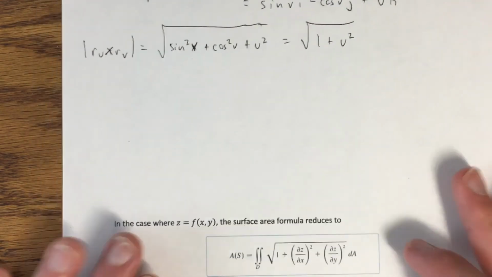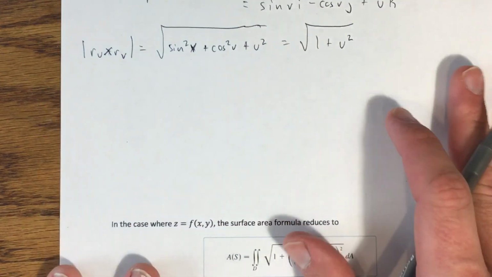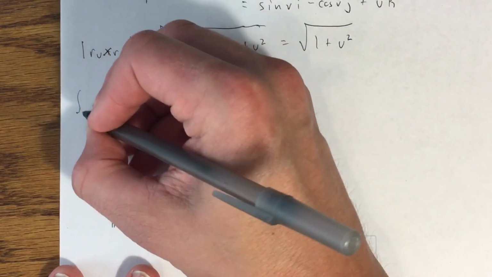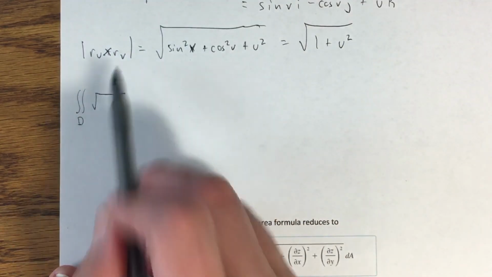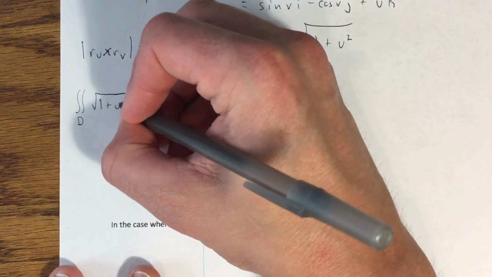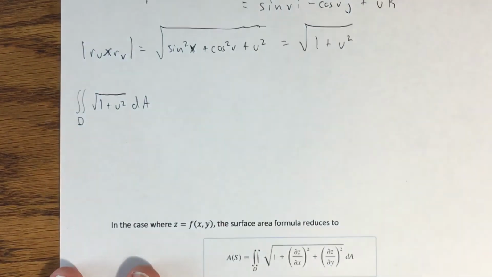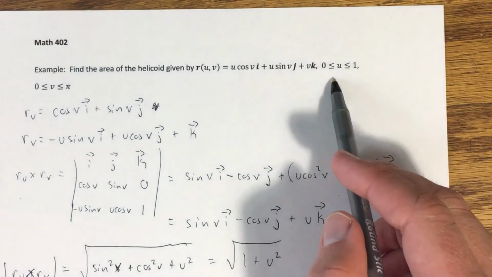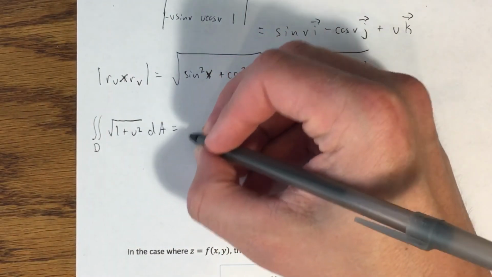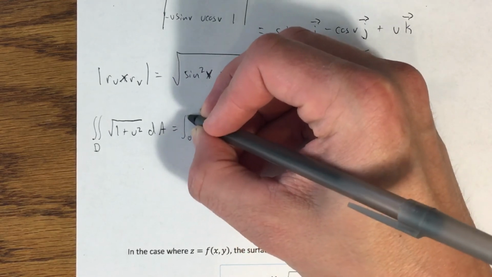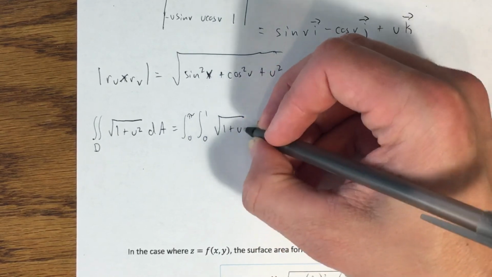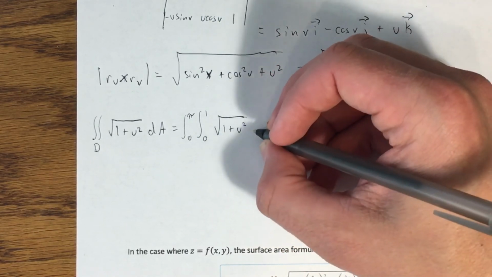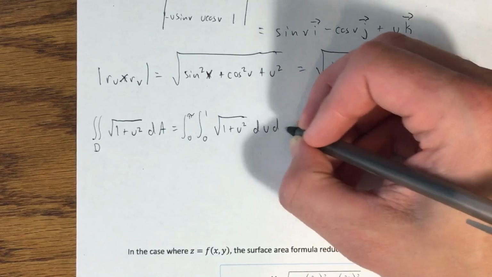So according to my surface area formula, the double integral that we want to evaluate is the double integral over the region D of what we just found, the square root of 1 plus u squared dA. Because my region was defined as a rectangle, it's very easy to turn this into an iterated integral. This becomes the integral from 0 to pi, integral from 0 to 1 of root 1 plus u squared du dv.